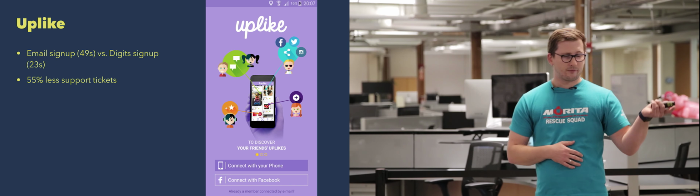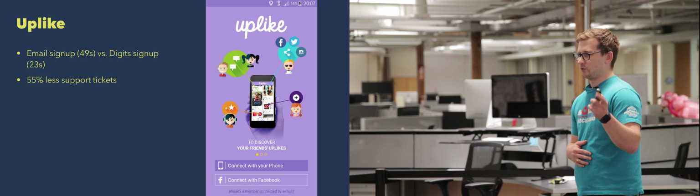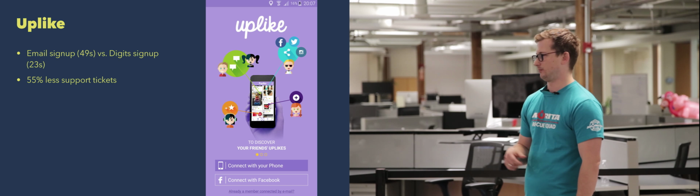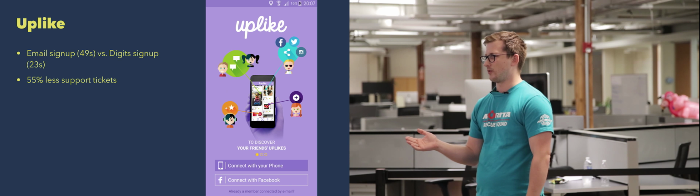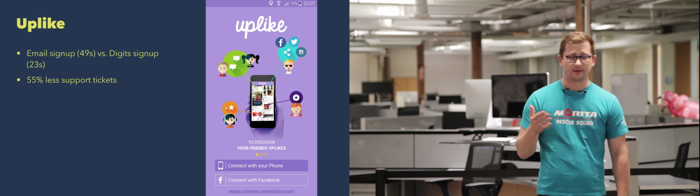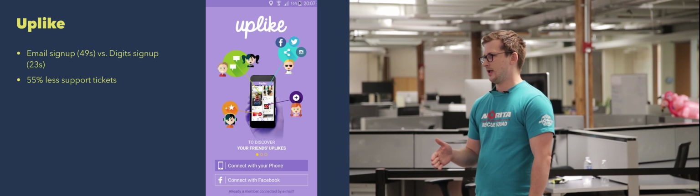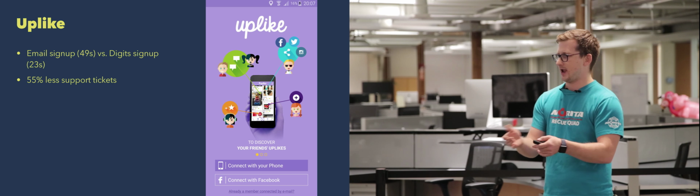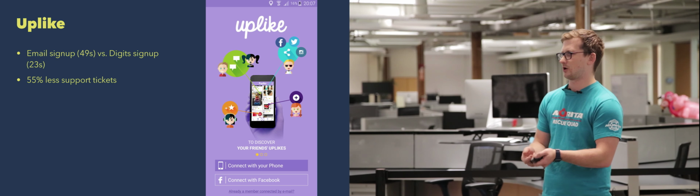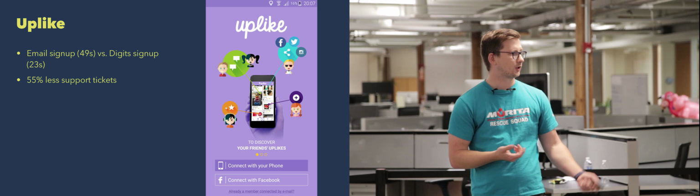So they kept Facebook. They removed email. They put in digits. First of all, they've seen that the signups went down to 23 seconds with digits. You get the SMS, you put in the code, you're up and running. And more importantly, their support queue dropped by 55%. That's registration, not the whole app, just, hey, I can't log in, there's something wrong with my account. So that was huge for them.